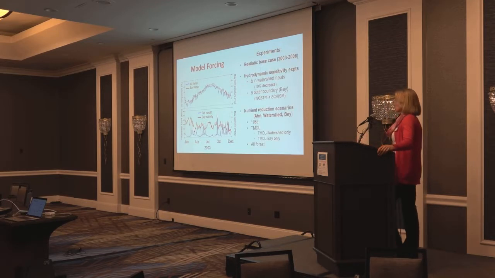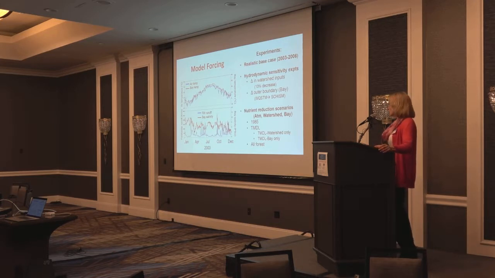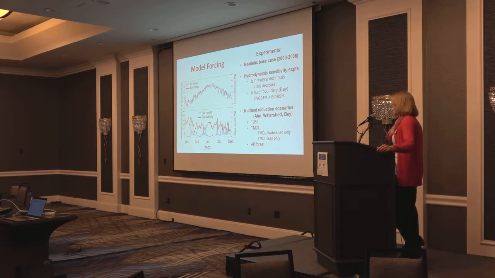So each of the modeling teams performed 3 different experiments. First we had the realistic base case. This is the results that we can compare to the observations to see how well the model is doing. Then we did have a series of hydrodynamic sensitivity experiments where we decreased the inputs from the watershed, the freshwater input. And then we also had an experiment where we changed the outer boundary condition where the Chester River mouth meets the bay. And then also we had the nutrient reduction scenarios. We received this information from the Bay program, so we have a 1985 scenario, a TMDL scenario, and an all-forest scenario.